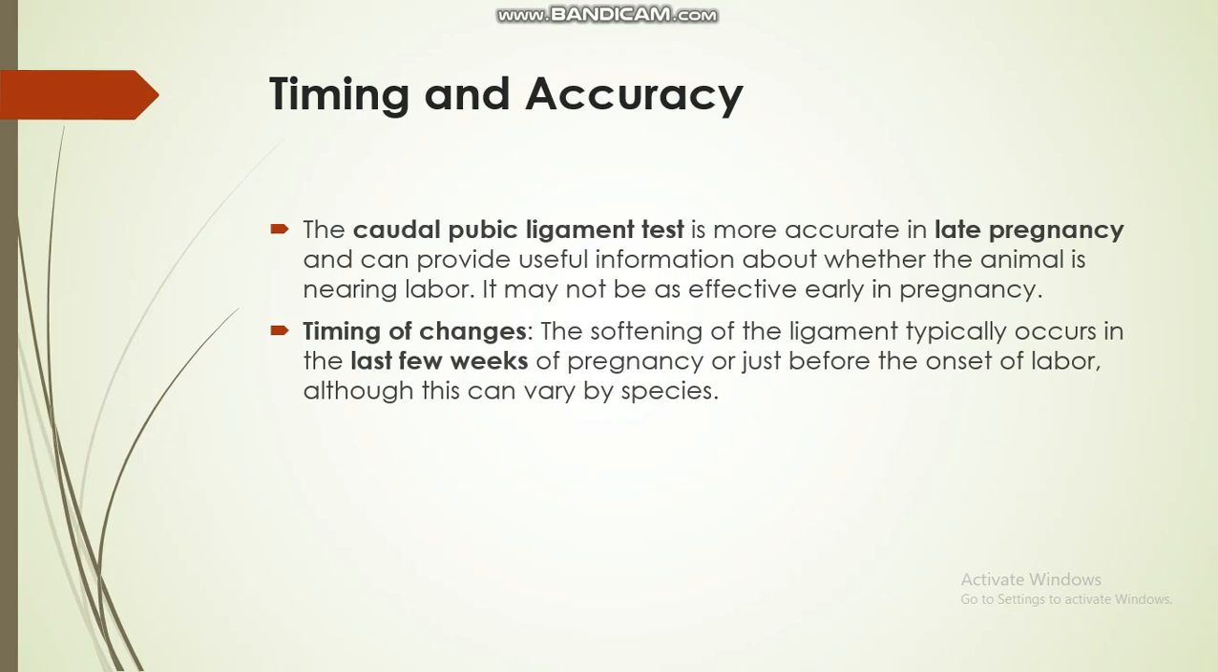So look at the timing and accuracy of checking the ligament. The caudal pelvic ligament test is more accurate in late pregnancy, and it can provide useful information about whether the animal is nearing labor. It may not be as effective early in the pregnancy. Timing of changes: the softening of the ligament typically occurs in the last few weeks of pregnancy or just before the onset of labor, although this can vary by species.